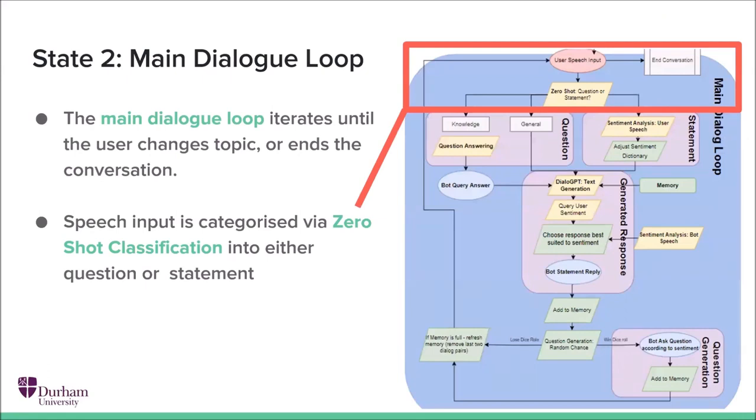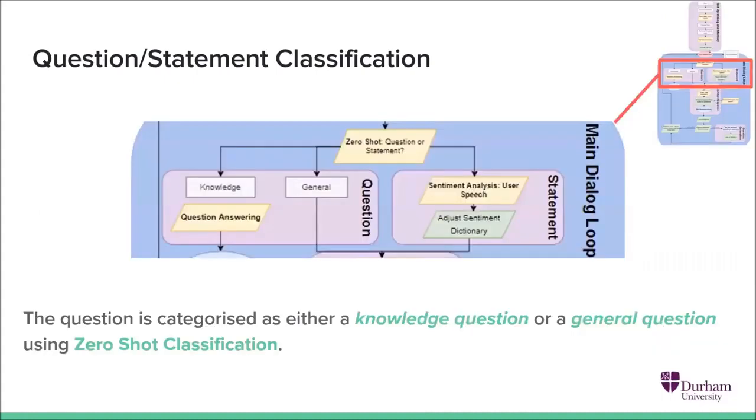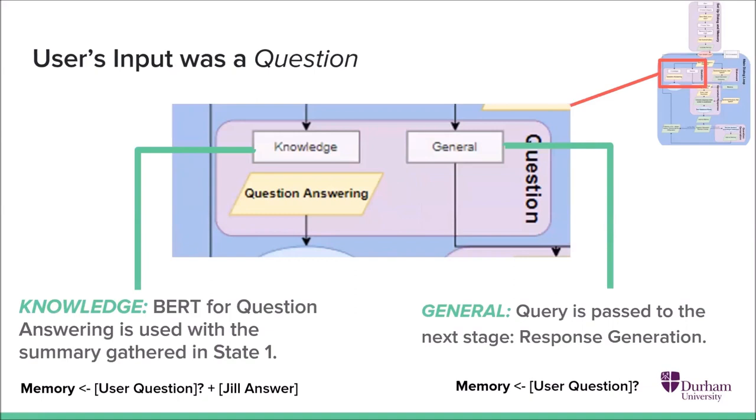So the user always speaks first, and we classify the user's speech into either a question or a statement, again using zero-shot classification. If the user's input was a question, we classify it into either a knowledge question or a general question. If it was a knowledge question, we use BERT for question answering, using the summary we pulled from the setup stage to answer the user's question. And we store both the user's question and Jill's answer in memory and hold on to it.